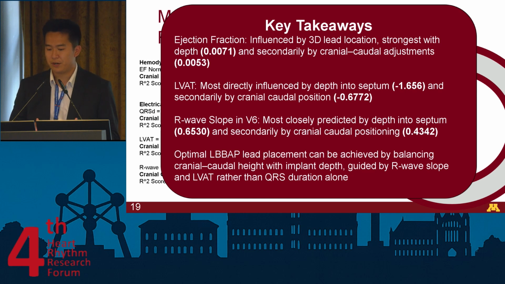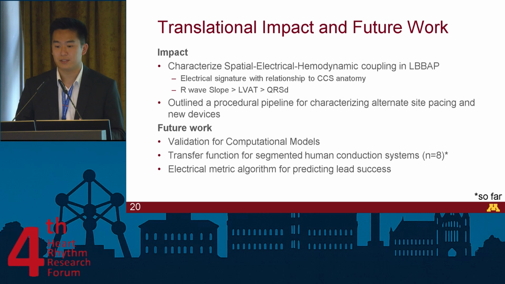So optimal left bundle branch area lead placement can be achieved by balancing cranial caudal height with implant depth, both guided by R wave slope and LVAT rather than just QRS duration alone. So in this study, we sought to characterize the spatial, electrical, and hemodynamic coupling in left bundle branch area pacing by trying to match this electrical signature with its relationship to the conduction system anatomy. And then we looked at R wave slope, LVAT, and QRSD as different electrical metrics to look at hemodynamics. We also outline a procedural pipeline for characterizing alternate site pacing, as well as new devices as we start to look at leadless conduction system pacing and things like that.